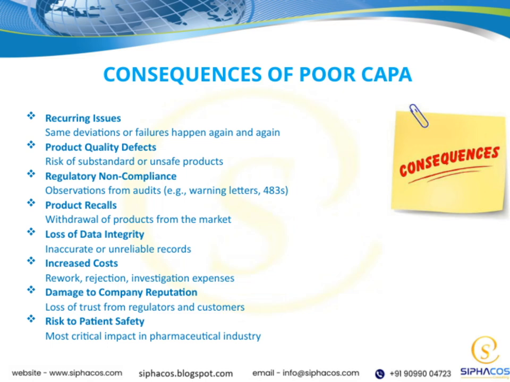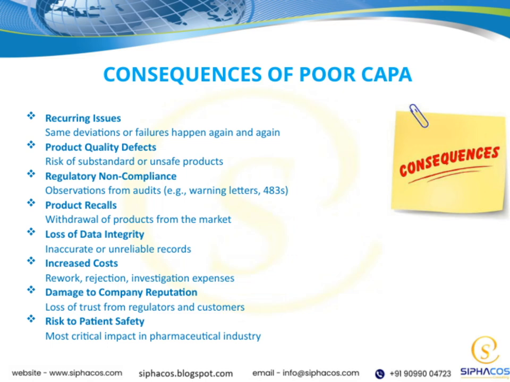This includes observations from audits, such as warning letters or 483 observations. Falling short here can have serious implications for our operations and reputation. Product recalls are another consequence of these issues, products being withdrawn from the market due to safety or quality concerns. This not only affects patient safety, but also impacts our brand integrity. Loss of data integrity is also a significant risk. Inaccurate or unreliable records can undermine our entire quality system, leading to compliance failures and increased scrutiny.